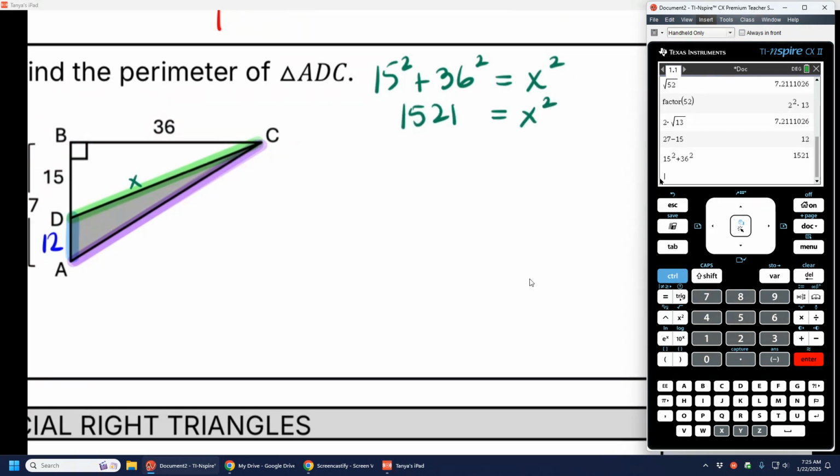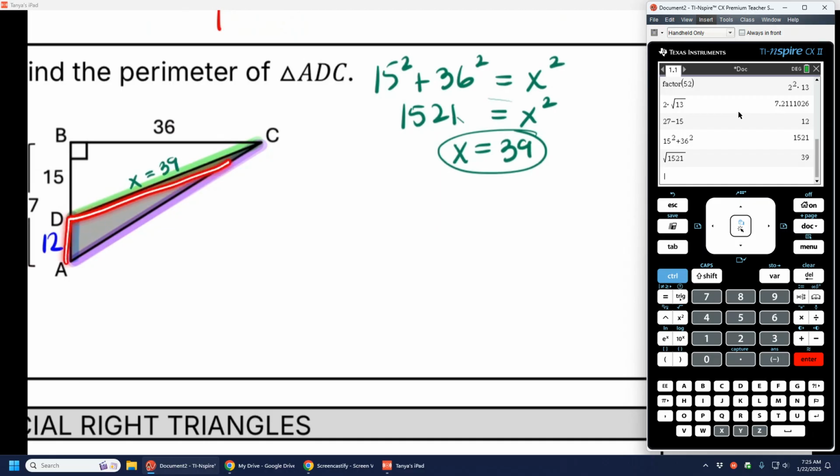But I just want normal X. I don't want X squared. So I'm going to try it in the calculator and hopefully that'll work. If it's a whole number, that'll be perfect. And yeah, it is. It's 39. So X is 39. That's not the final answer. That's just the length of that green side. Okay, so I have 2 sides, but I still need to find this purple one, AC.